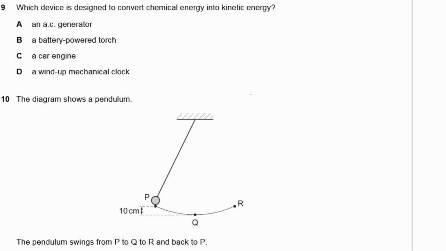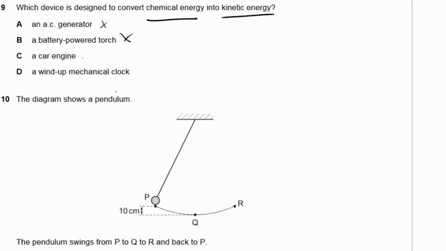9. Which device is designed to convert chemical energy into kinetic energy? Alright, so chemical energy into kinetic energy. Well, what starts with chemical energy? An AC generator? No, it starts with motion. Battery powered torch starts with chemical, doesn't end up with kinetic, it ends up with light.